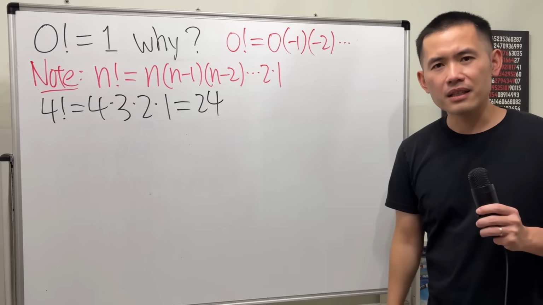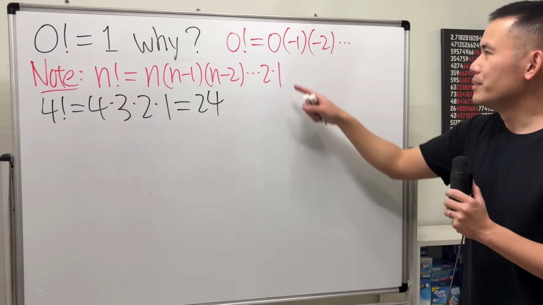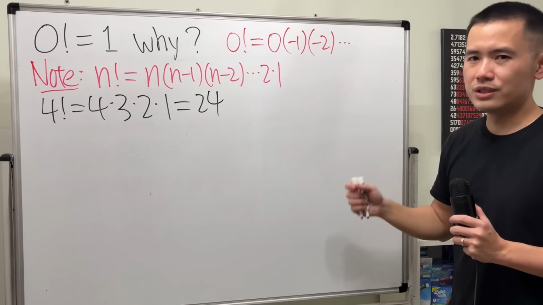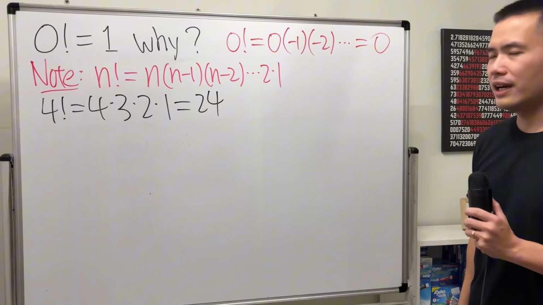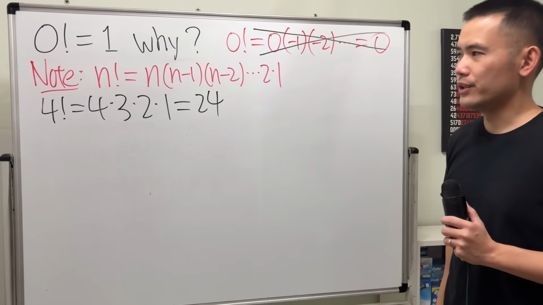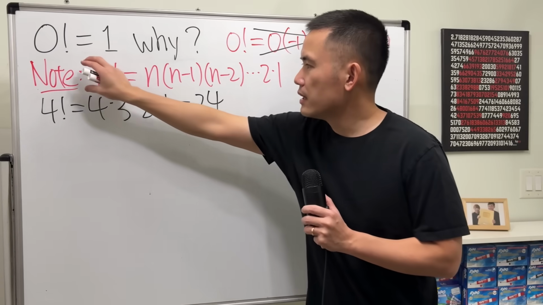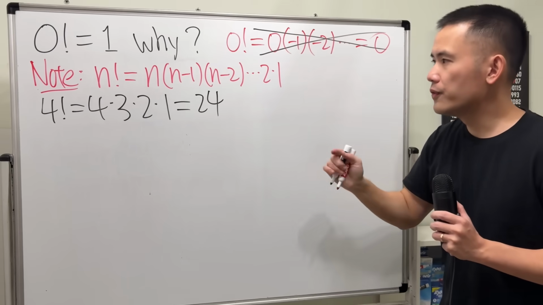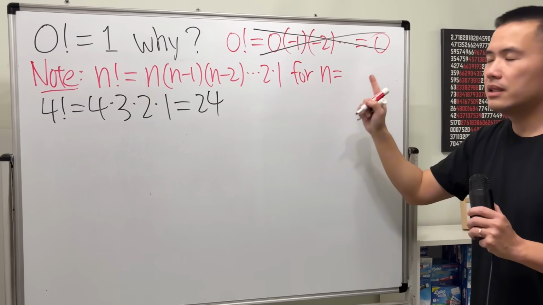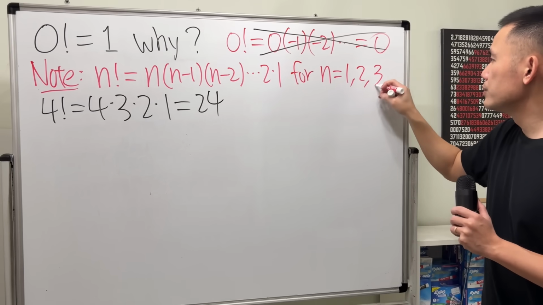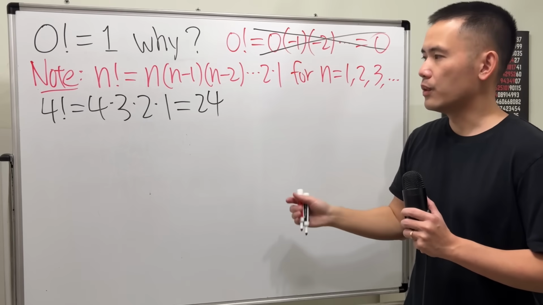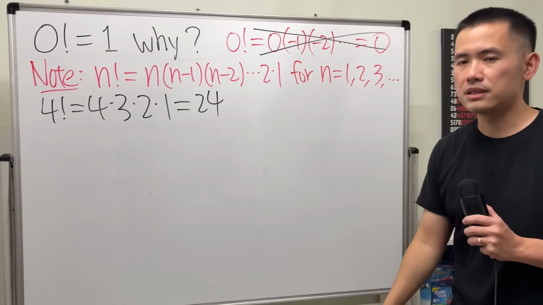The second thing is that maybe I don't even have to worry about that because I have 0 times all this already. 0 times any number is just equal to 0, so the answer shall be equal to 0, right? No, this is not how we are going to work out 0 factorial, because we define this formula to be only good for positive whole numbers n, meaning n is equal to 1, 2, 3, and so on. We are not allowed to plug in 0 into this formula and work it out. It doesn't even make sense in the first place.